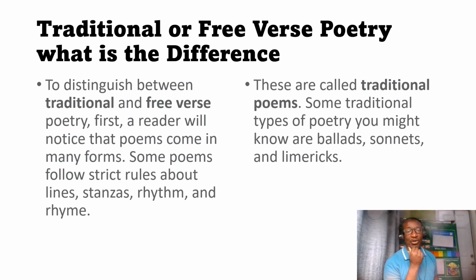Traditional versus free verse poetry. To distinguish between traditional and free verse poetry, first, a reader will notice that poems come in many forms. Some poems follow strict rules about lines and stanzas and rhythm and rhyme. These are called traditional poems. Some traditional poetry types are ballads, sonnets, and limericks. These are the ones that you're familiar with, and I think haiku, but I think haiku can also have some elements of free verse in it, but that's another conversation.